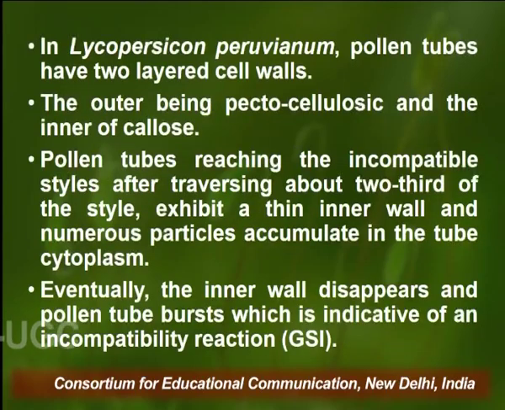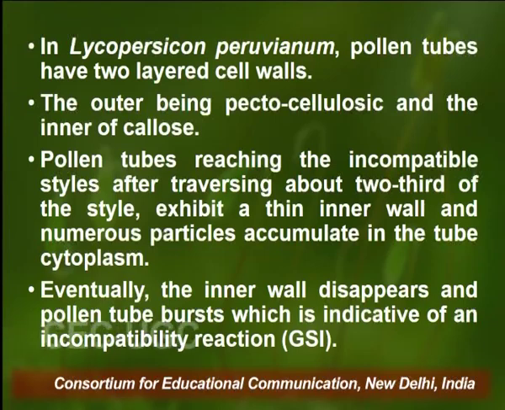In Lycopersicon peruvianum, pollen tubes have two layered cell walls. The outer is pectocellulosic and the inner is callose. When the pollen tubes reach the incompatible styles after maybe traveling 2/3 of the stylar length, they exhibit a very thin inner wall and numerous particles accumulating in the pollen tube cytoplasm. Eventually, this inner wall disappears and the pollen tube bursts.